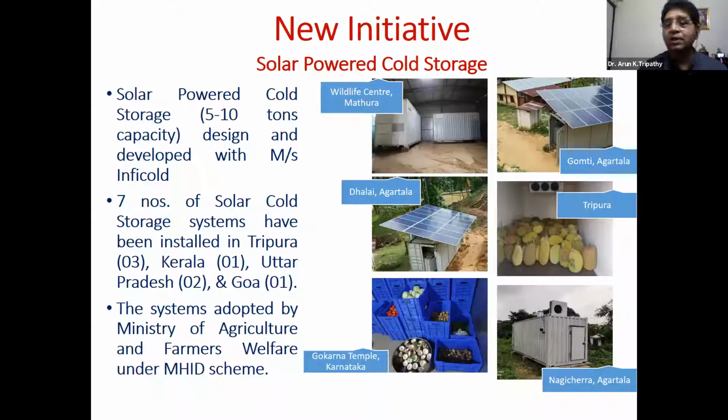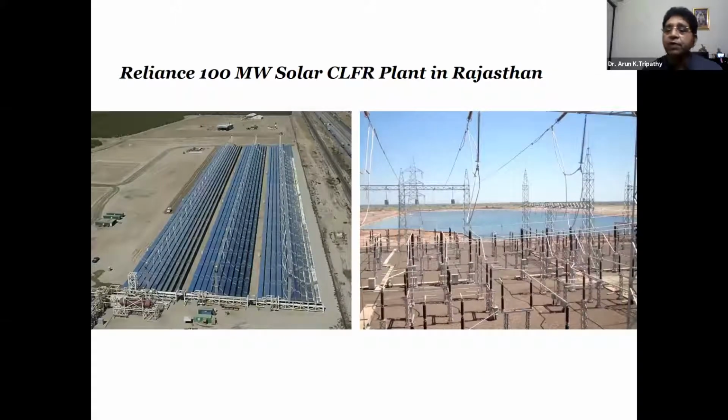So this is a cold storage, exclusively developed in the National Institute of Solar Energy. Depending upon the utilization of the capacity, the product ranges from 5 tons to 10 tons for a single unit. It is fully operated by solar energy, independent of the grid. It uses a phase change material as storage of the energy, and we simply use water as the phase change material. In this solar cold storage you can store vegetables, fruits, or anything for a transition period of time. We have so far installed about 7 systems, and it has been included in the MIDH scheme of the Ministry of Agriculture.